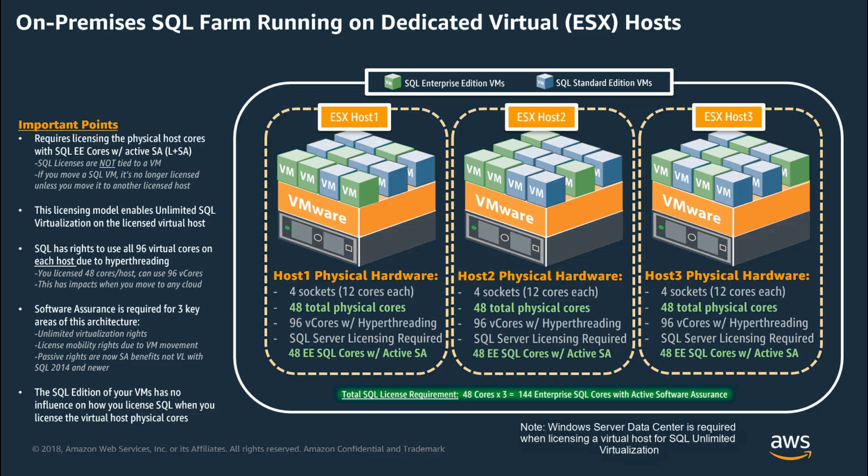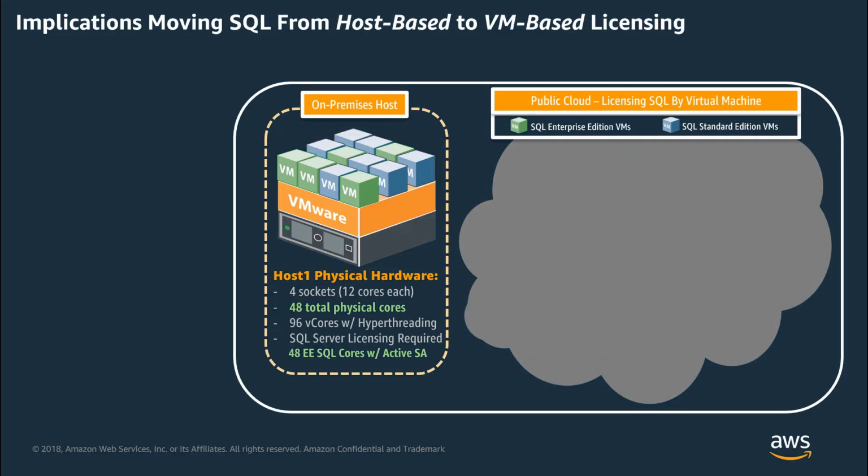And this is a really big, important part of the challenge that many customers are running into when they try and take this architecture and start introducing the public cloud. And that's what we're going to talk about next. So let's move on to the next slide here. In this scenario, we're going to cover the implications of moving SQL from host-based licensing on-premise to VM-based licensing. And this is what happens when you start moving VMs one by one off of a host that's licensed at the host level for SQL Server.